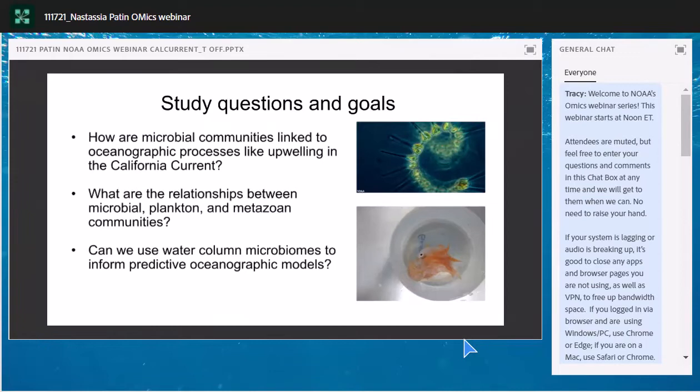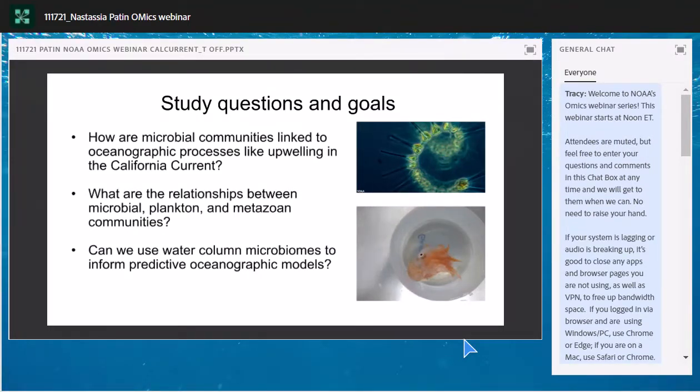So the overall questions and goals for this study really involve drawing connections between microbiomes and everything else going on in the oceans. So we know that microbial communities are really important for things like nutrient cycling and regulating interactions among higher organisms, but we don't really understand the specific links that drive ecosystem processes. So we're wondering how these microbial communities are first linked to just oceanographic processes like upwelling in the California Current.